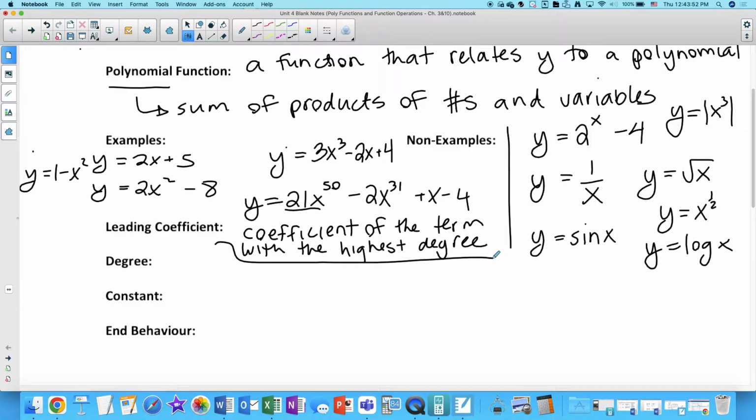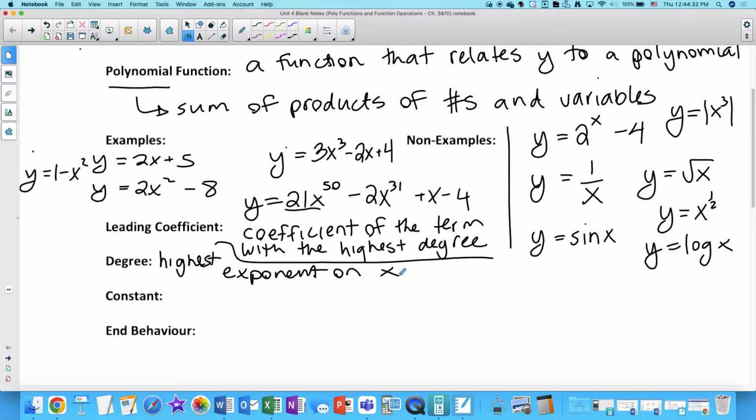The degree? What's the degree of this guy? 2. This one? 1. This one? 2. What about this one? 3. Yes. Okay. So it's essentially the highest exponent on x that appears in the function. Okay?